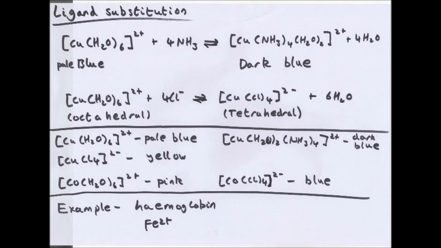Now, in this complex ion, if you have two different sorts of ligands, each one will have different bond lengths, so you get a distorted shape. You don't get a pure octahedral shape, you get a distorted octahedral shape.